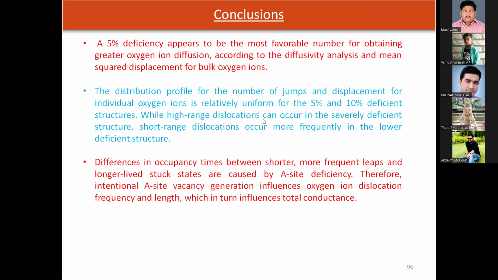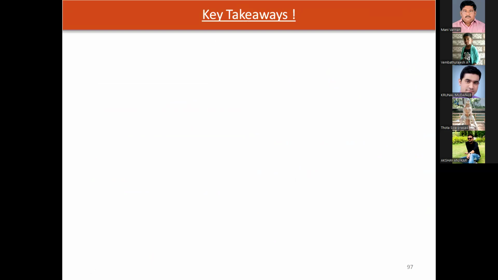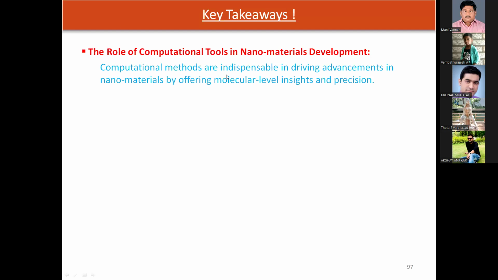So there are certain conclusions which are a summary of what those particular graphs showed and very specific to that particular project. I will just summarize what could be the key takeaways, because this faculty development program has a theme of materials development in the 21st century. I tried to address the role of computational tools in nanomaterials development, especially in the era when we have very good computational facilities and supercomputers available. What's the role of computational tools? These are indispensable in driving advancements in nanomaterials.